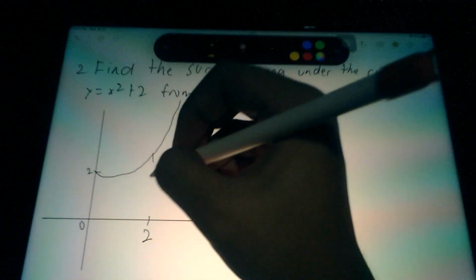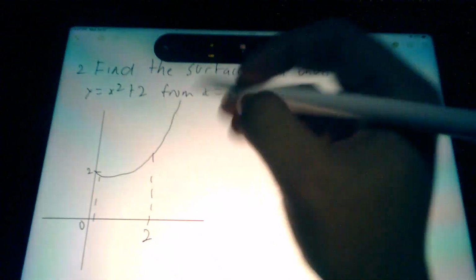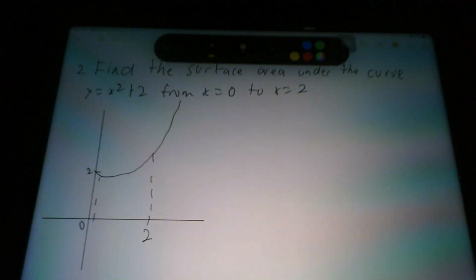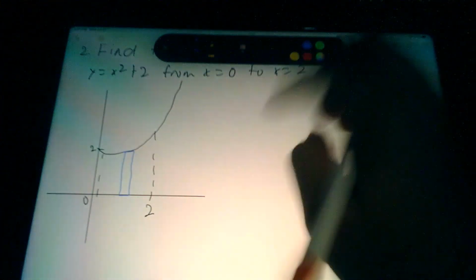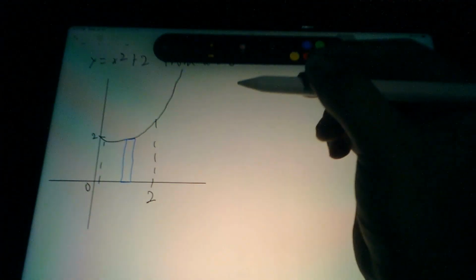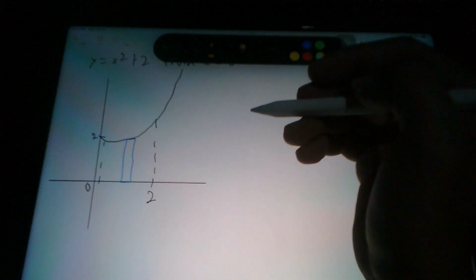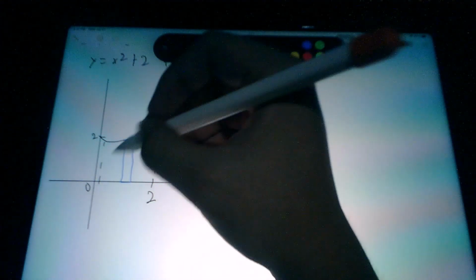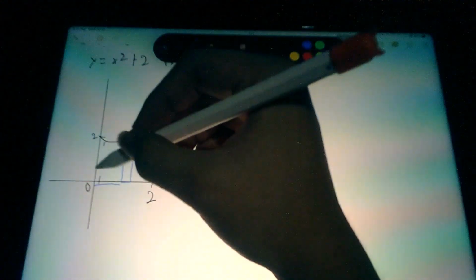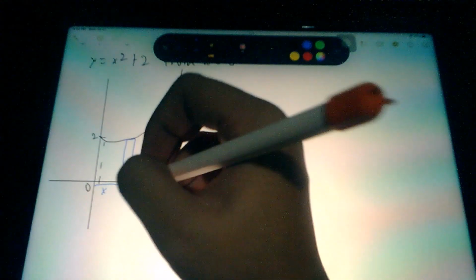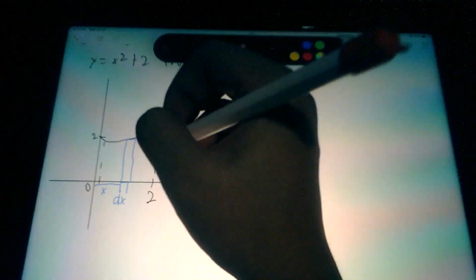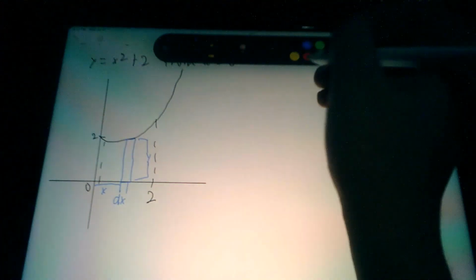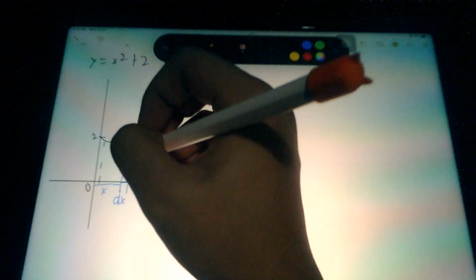Alright, so this is bounded from 0 to 2, and we now make a vertical strip. Let's put it here, a vertical strip. Can you see it here? Okay, that's good. So our vertical strip here, if we label this as our x, the thickness of our vertical strip is just dx, and the height of our vertical strip is just y. And if we say this is our center here, this is our centroid.